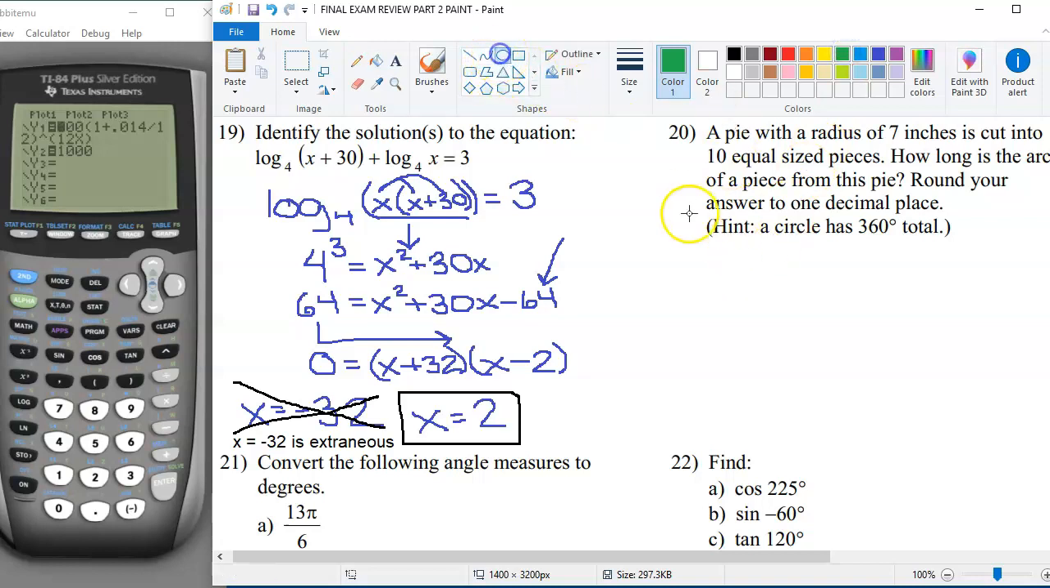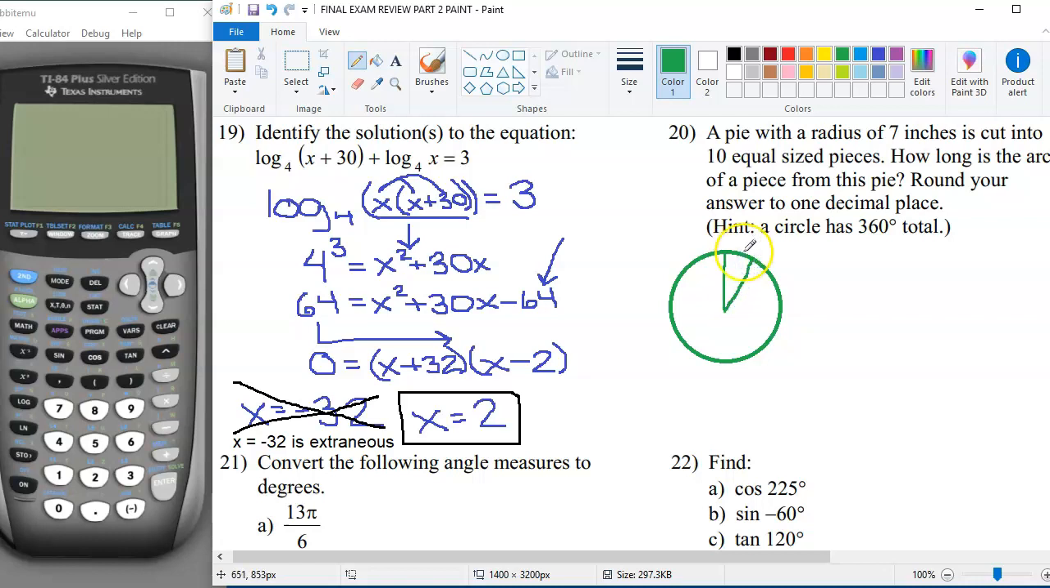All right, number 20, a pie with a radius of 7 inches is cut into 10 equal sized pieces. How long is the arc of a piece of the pie? So basically, if you were to go down to the middle and just cut out one piece of pie, what would happen? Now, there are two distinct ways of doing this, but I am going to base my explanation on what we learned in the last chapter about arc length.